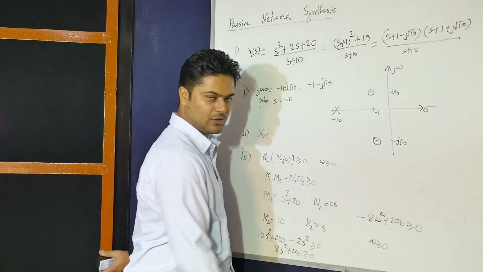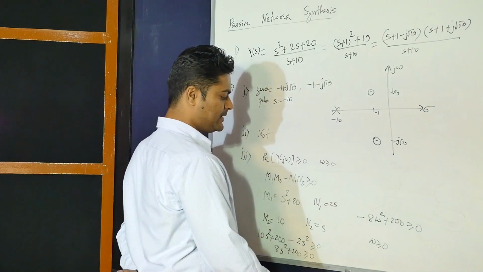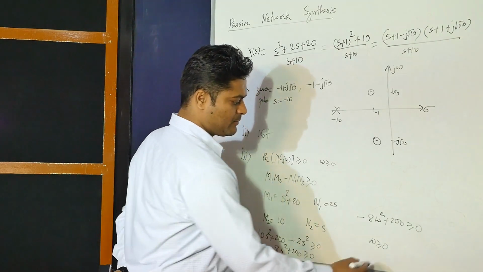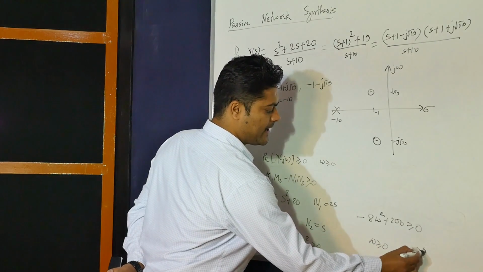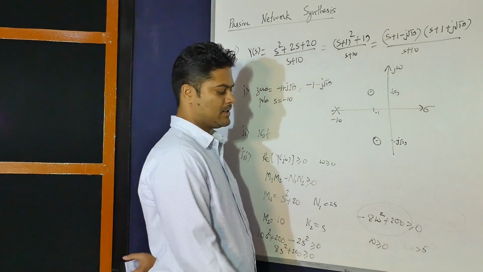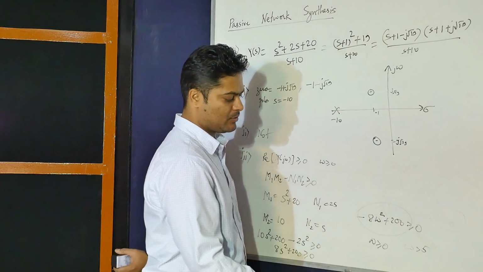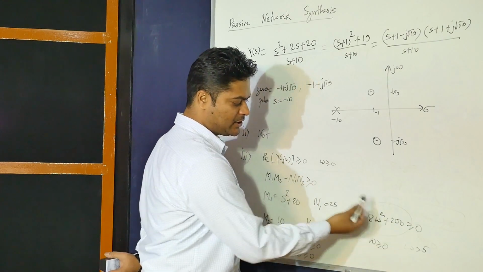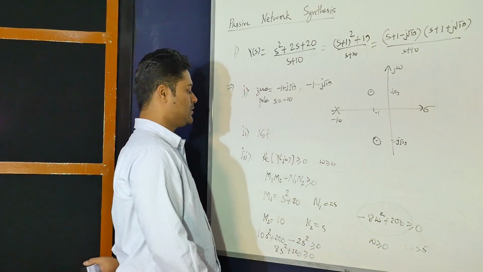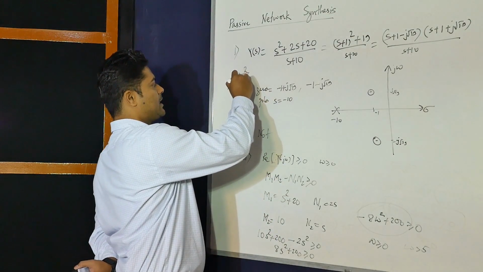Maybe for omega equal to 0 it is true, but as we go to omega greater than 5, this will lead to a negative value. Correct? Minus 8 into 25 is minus 200, which leads to a negative value. For omega greater than 5, this leads to a negative value. So hence, the given function is not a PR.